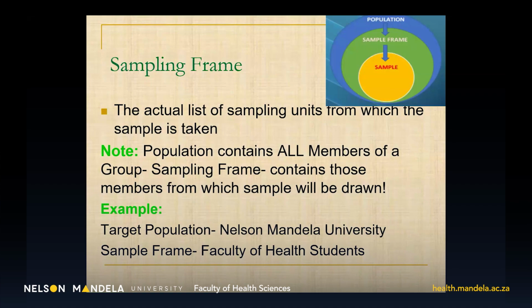Now, another example here is the target population, Nelson Mandela University. Your sample frame, because I'm interested in looking at my target population, is the university students at Nelson Mandela University. But I'm interested in looking at health science students. But I'm not going to access all the health science students. I will sample from health science students. So target Nelson Mandela University student. But I want to look at health science students. So that's my sampling frame, is where I will sample from.